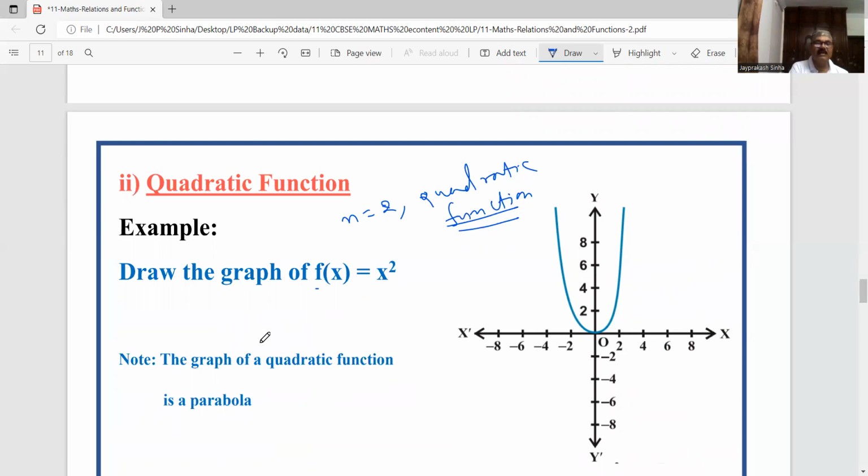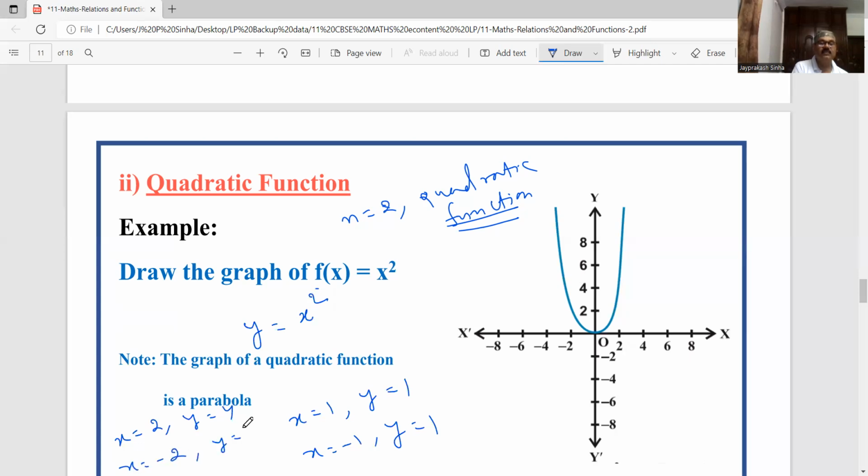Here y is equal to x square. If x is equal to 1, then y is also equal to 1. When x is equal to minus 1, then also y is equal to 1. When x is equal to 2, then y is equal to 4. And when x is equal to minus 2, then also y is equal to 4. Isn't it? So when you draw the graph of this, you will get a graph like this. y is equal to x square.